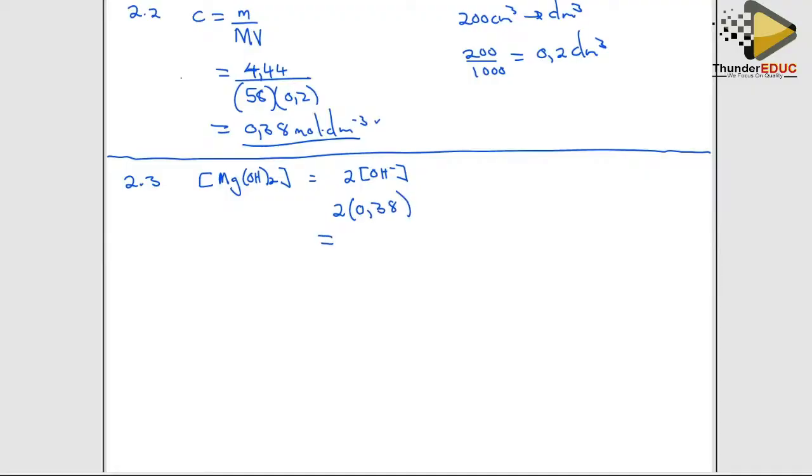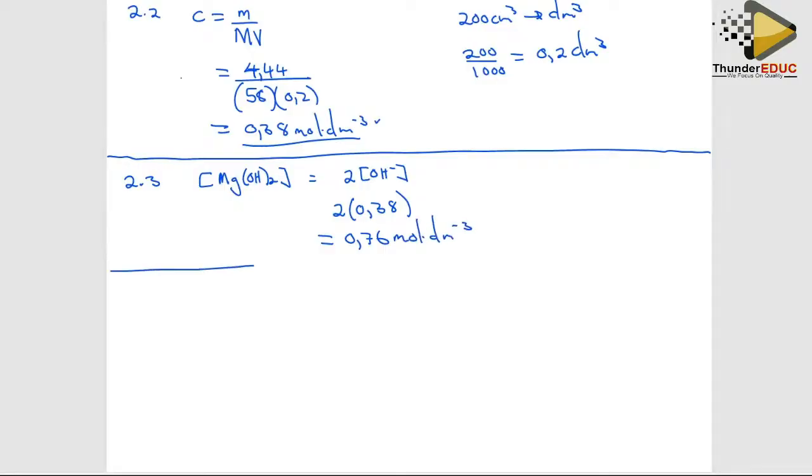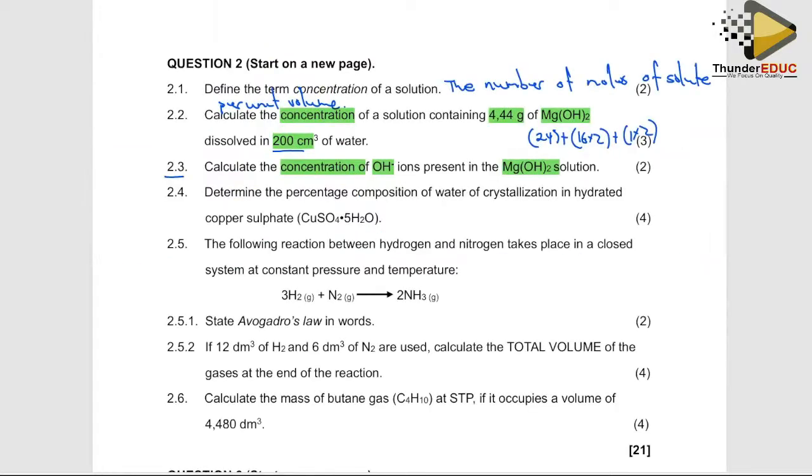Therefore, I'm going to get a concentration of 0,76 mole per dm cubed. Then we are done with question 2.3. Then we're going to proceed to the next question, which is our question 2.4.